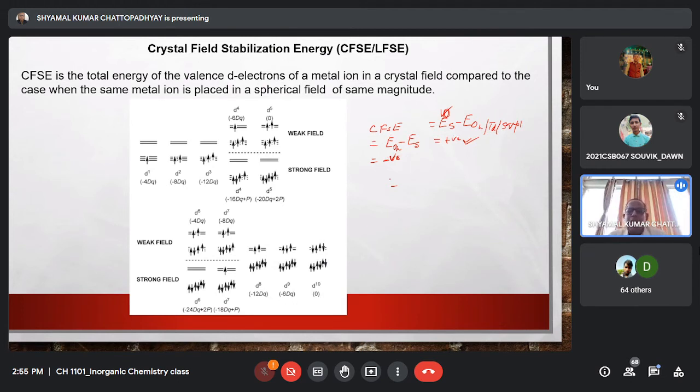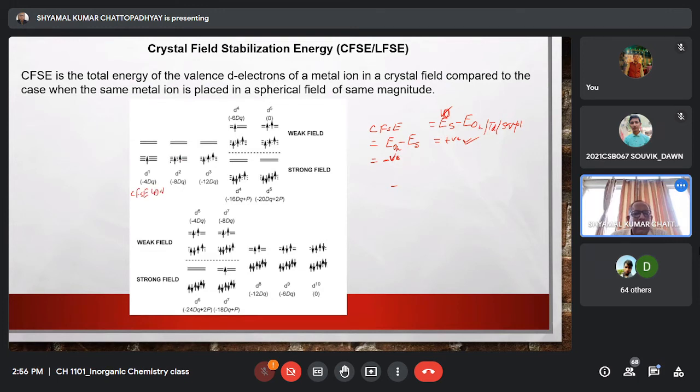Okay, so see how to calculate CFSE. Suppose here we have d1. The energy of the system is minus 4 Dq. So we shall say CFSE; if I say CFSE, we shall call it 4 Dq.